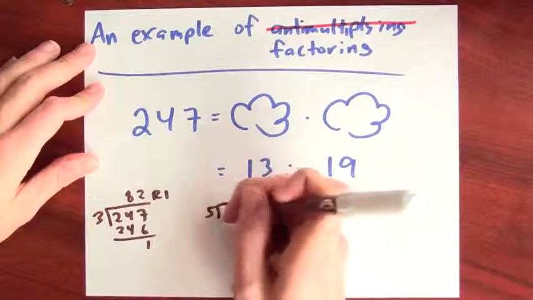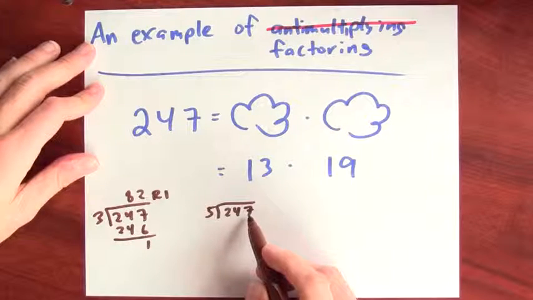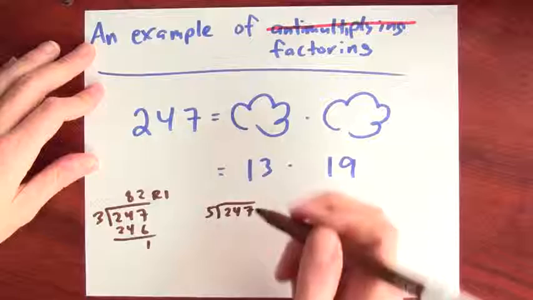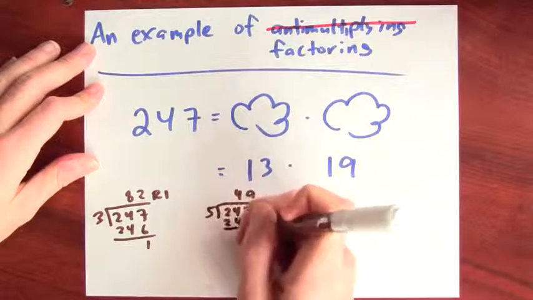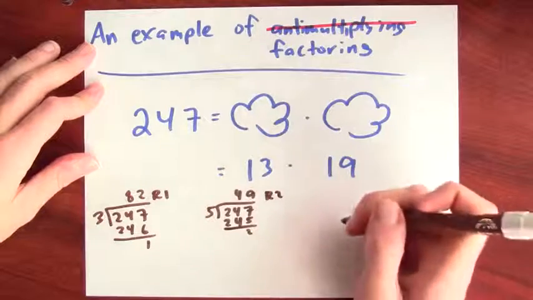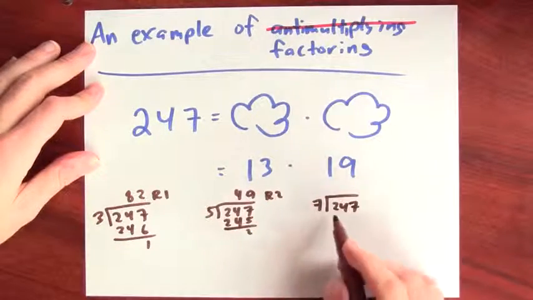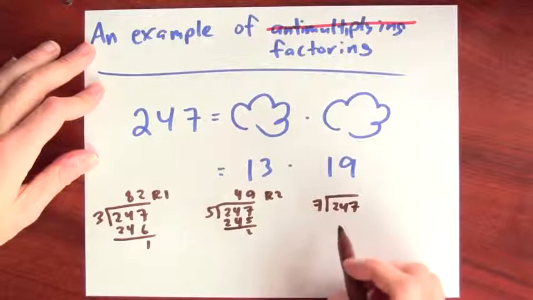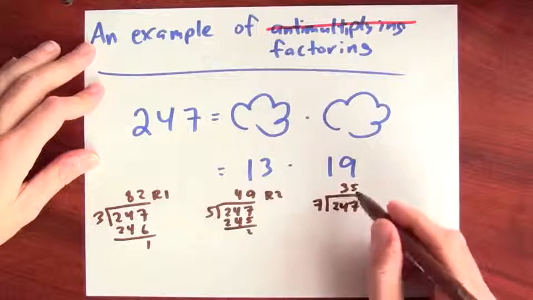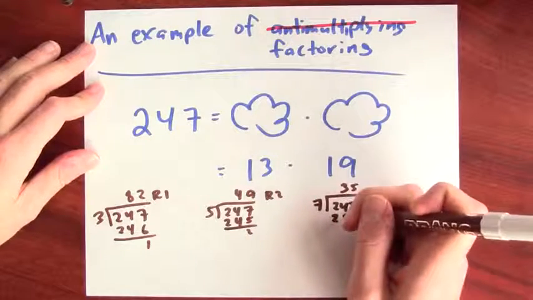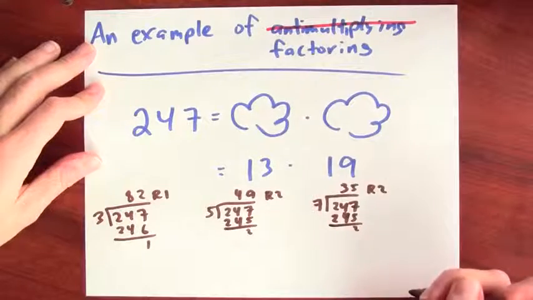Then maybe I'll try 5. Does 5 go into 247? Well, clearly not, because the last digit's not a 0 or 5, right? How many times does 5 go into this thing? I guess 49 times, and I get 245, and that gives me a remainder of 2. Does 7 go into 247? It's a lot harder to see if 7 divides this number. 7 goes into this thing 35 times, but 35 times 7 is 245, so again, there's a remainder of 2.